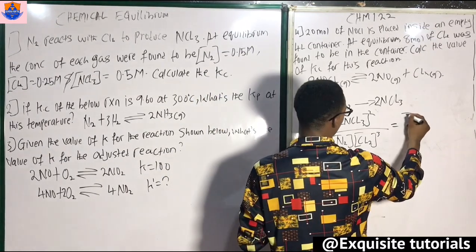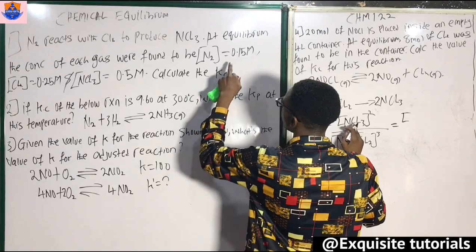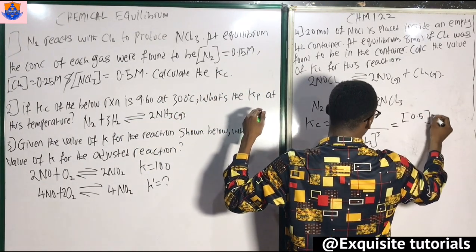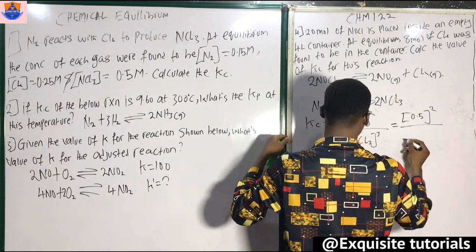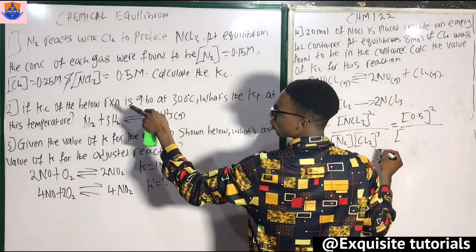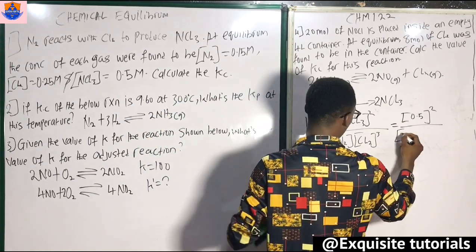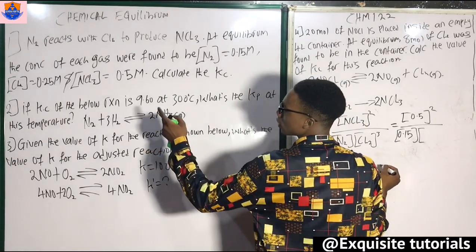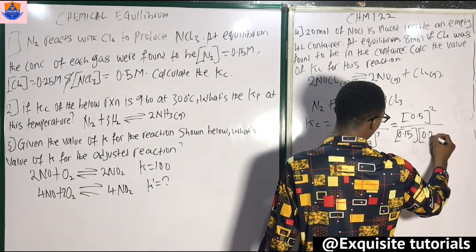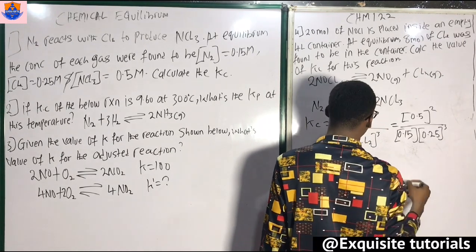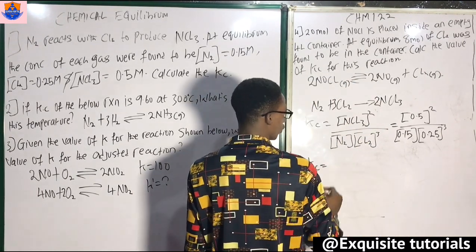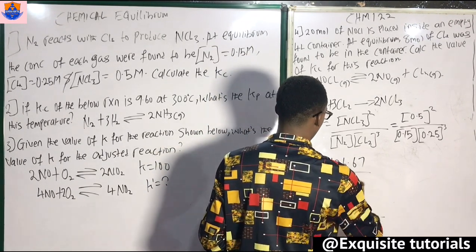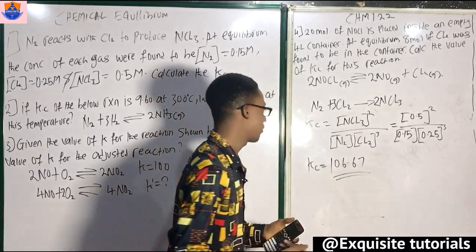So we have the concentration we had for this, 0.5 squared over N2. N2 was 0.15, then times Cl2, 0.25 raised to the power 3. So now the Kc for this reaction would be 106.67. Now this is the answer to question 1.